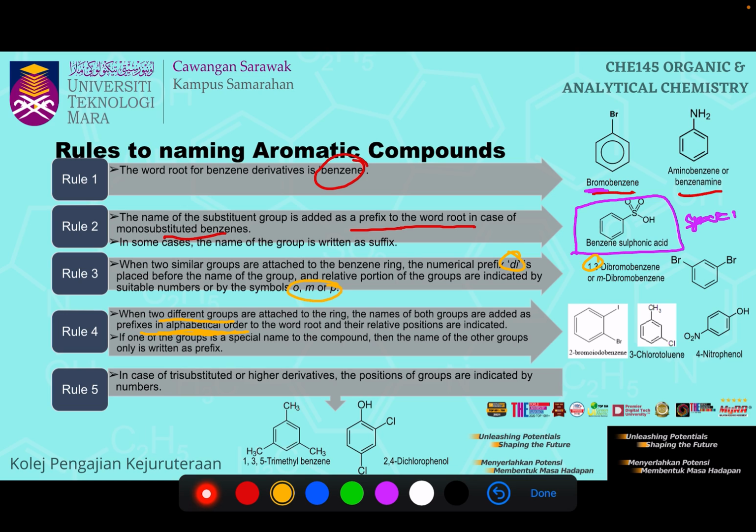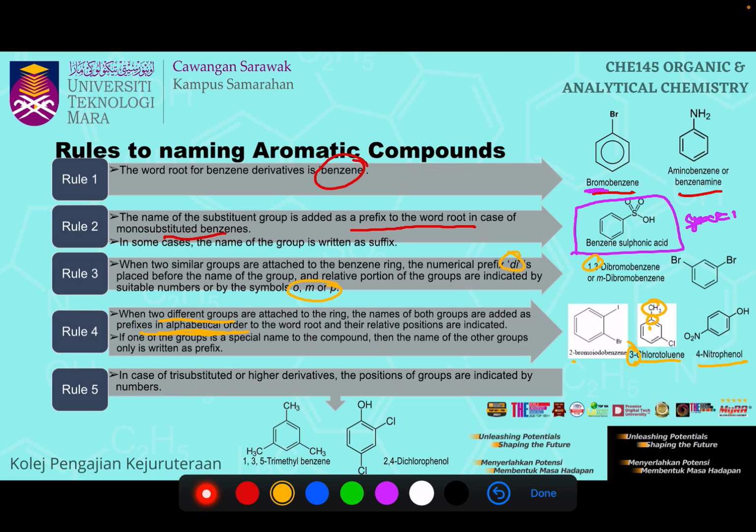So for this case, 3-chlorotoluene. Toluene is methylbenzene, so automatically the carbon that holds the methyl will be carbon 1. Then you have to find the lowest number, the smallest value for chlorine, which will be 3. So nitrophenol will be 4. Here we have 2-bromoiodobenzene.